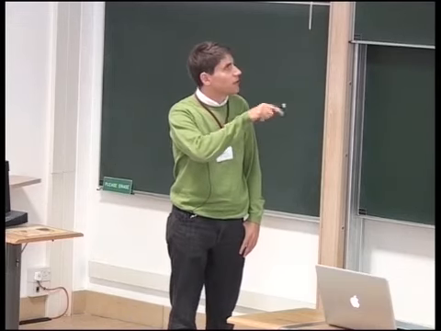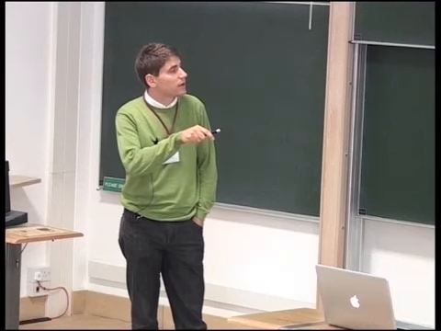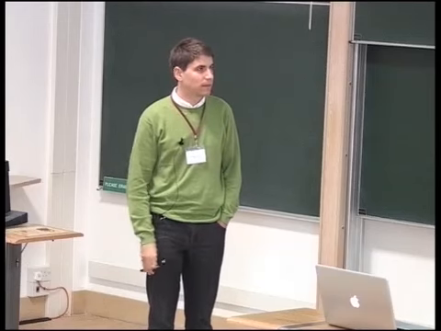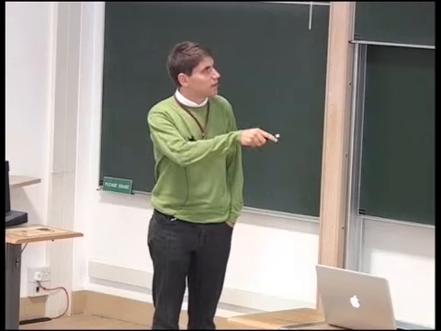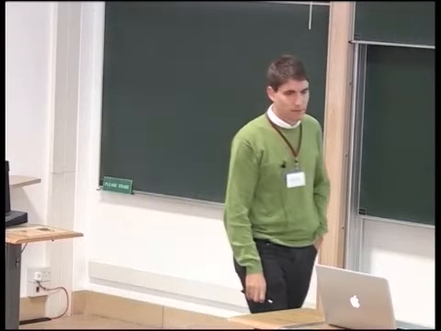Now when you take those numbers and calculate various timescales, it gets interesting. So first of all, as I said, the Epstein drag stopping time is of the order of 1 orbit. And then you can calculate the collision timescale, and this will be of the order of a few orbits. So here it's 80 orbital timescales. But notice that on the bottom there's a rho_p, so that's the density of the particles. So the more particles you have, the more collisions you will also have. And this number will go down once you increase the particle density. Now just to show you that the gravitational scattering is really unimportant, if you plug in the numbers, you get a timescale of 10 to the 21 orbits.